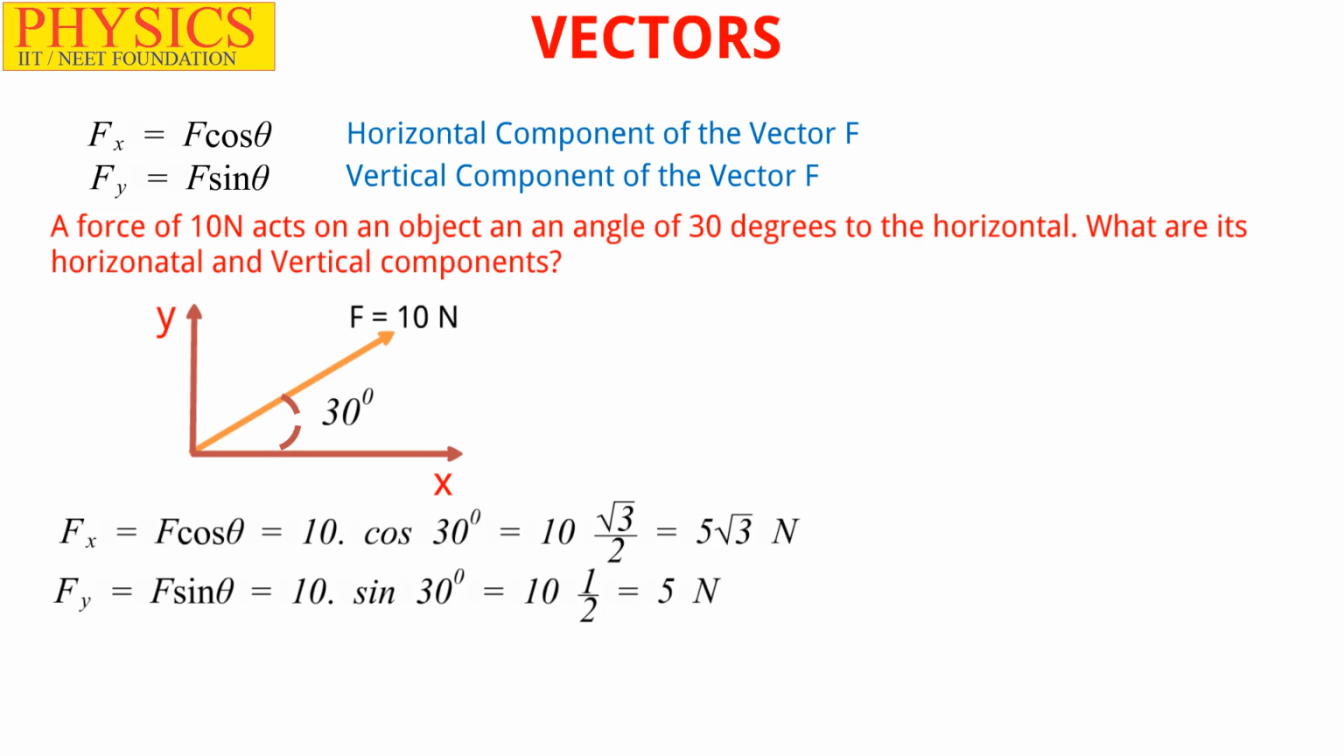How to write the force F in vector form? It can be written as F bar is equal to 5 root 3 i cap plus 5 j cap. This is the vector form. So along the x-axis it is 5 root 3 and along the y-axis it is 5. Now let us see another example.